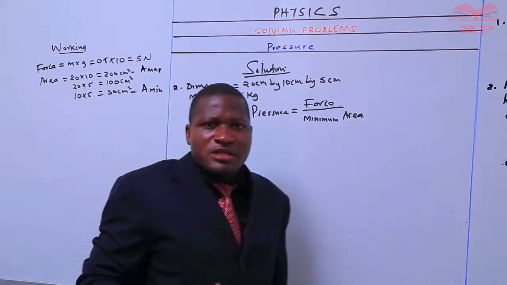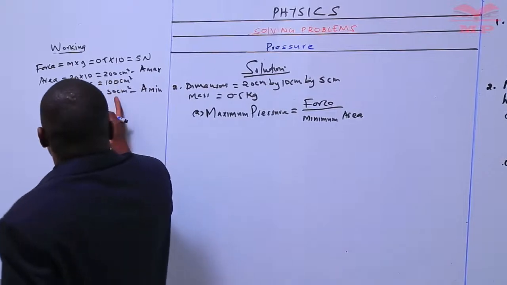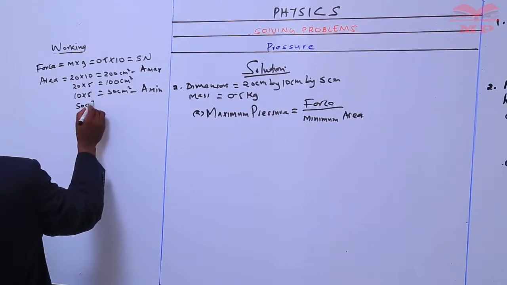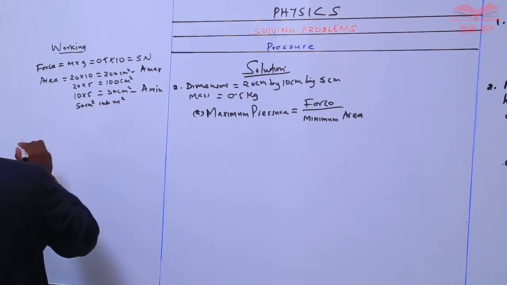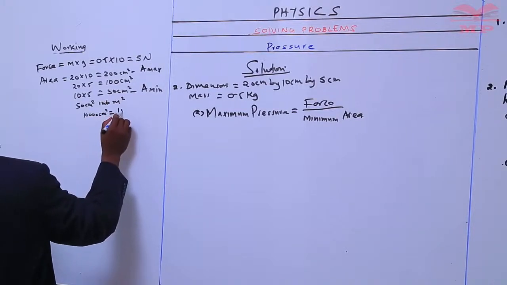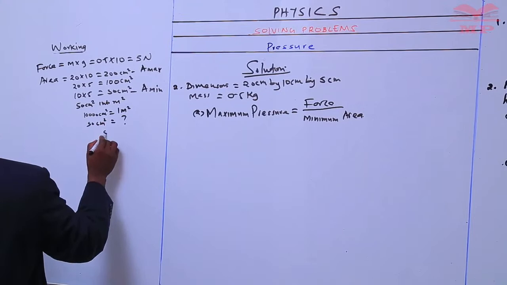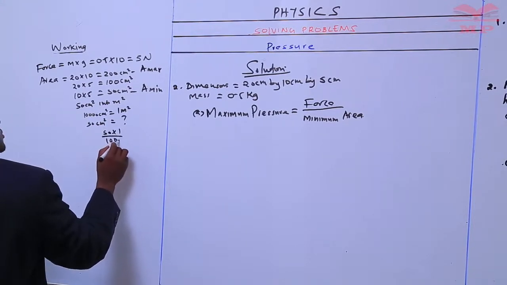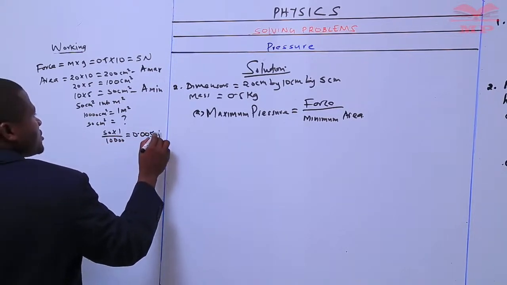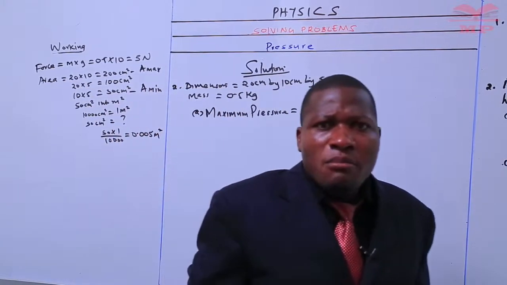Now, we must express this area in the SI unit. That is, this 50, we express it in meters squared. So we have 50 centimeters squared into meters squared. We have 10,000 centimeters squared is equal to 1 meter squared. What about 50 centimeters squared? We cross multiply 50 by 1 over 10,000. 0.005 meters squared. So that is our A minimum.